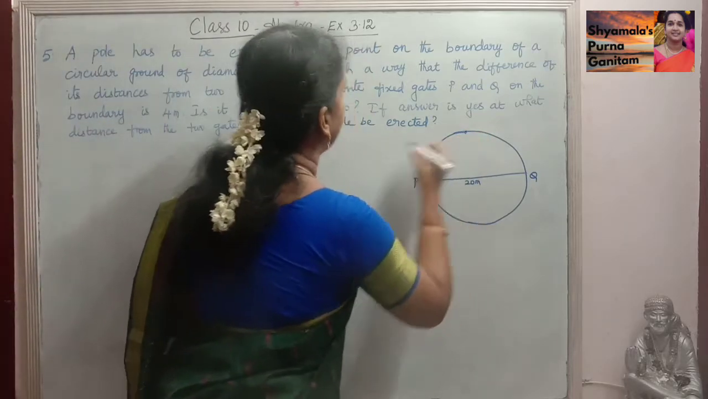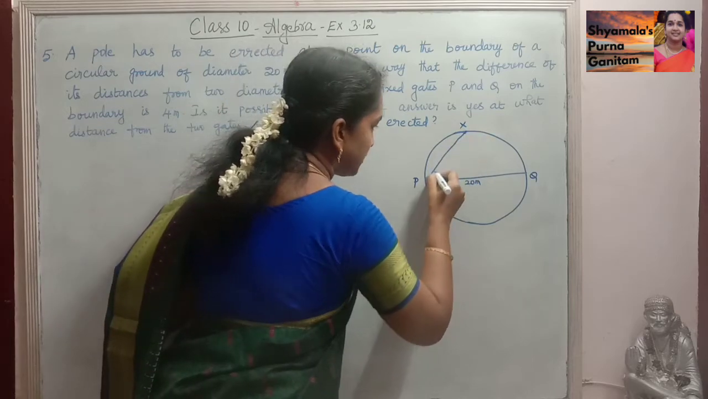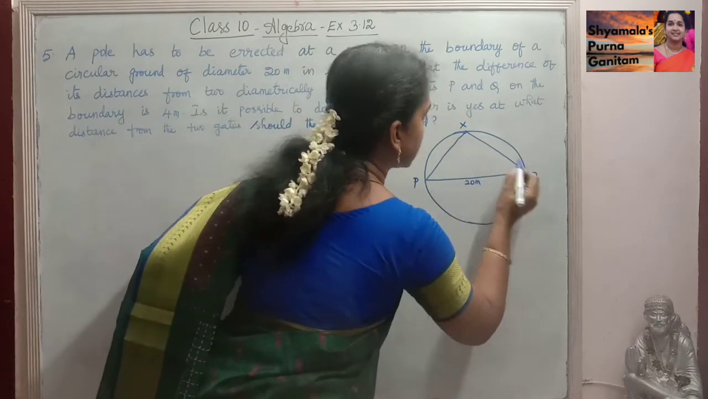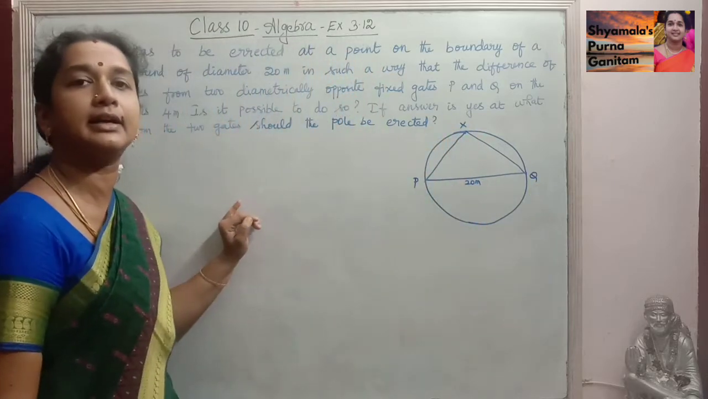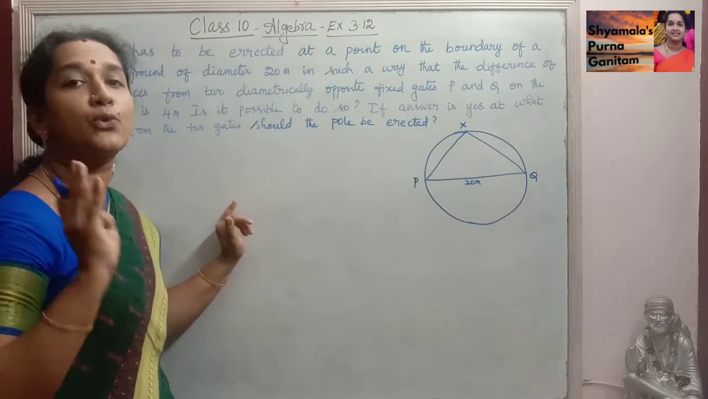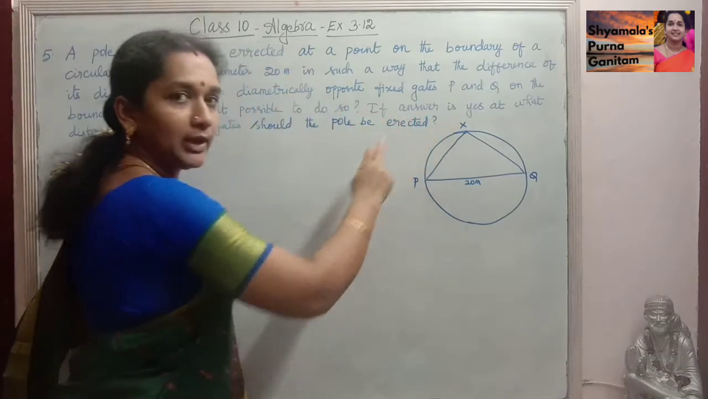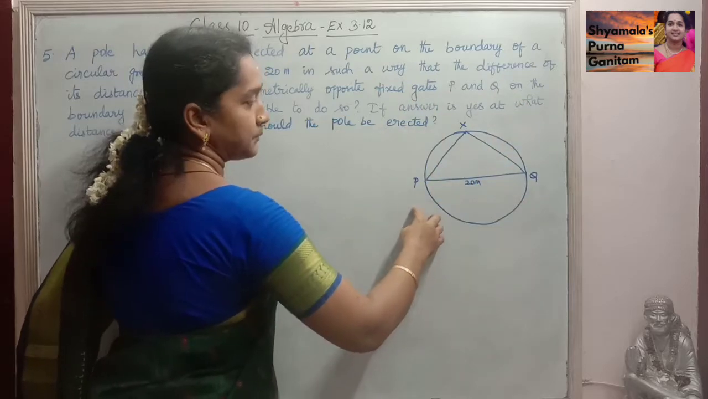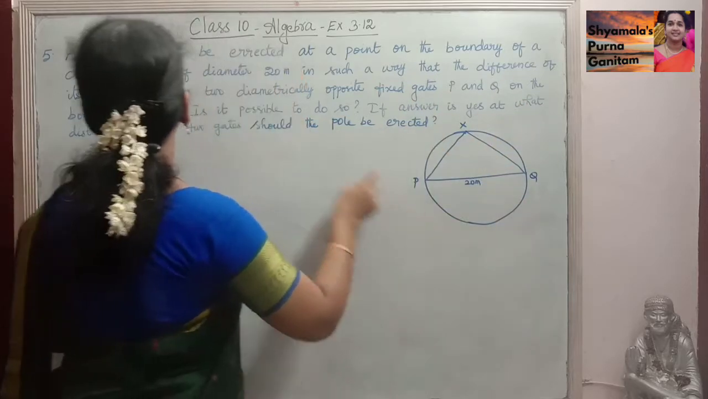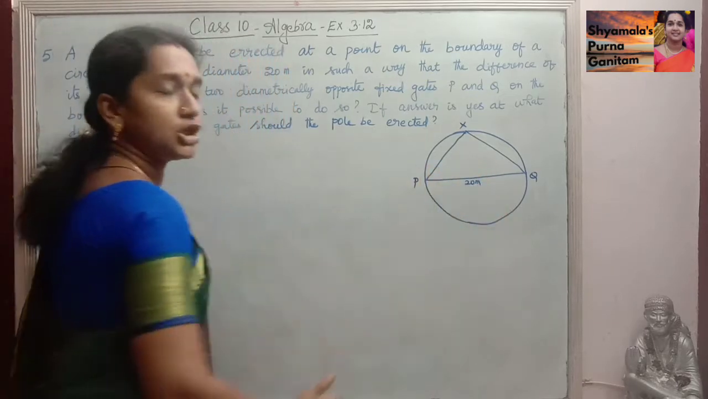If you take a pole here, we'll take that point as X. The difference between these two distances, that is Px and Qx, is given as 4 meter. A pole has to be erected at a point X on the boundary of a circular ground of diameter 20 meter.